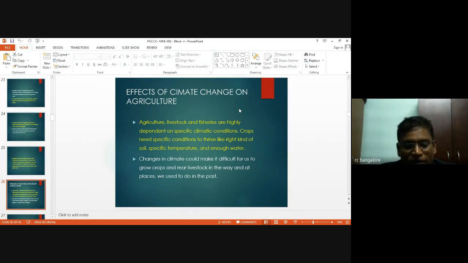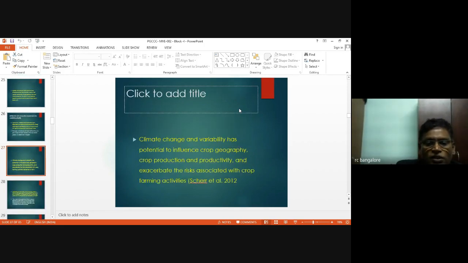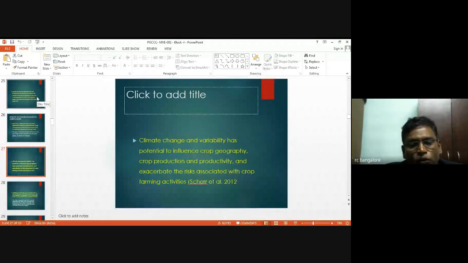Change in climate could make it difficult for us to grow crops and rear livestock in the way and at the places where we used to do in the past. See, we have already experienced that if the climatic conditions change, it is very difficult for farmers to expect the same level of crop in a particular area, and also for livestock rearing. So climate change and variability have the potential to influence crop geography, crop production, and productivity.